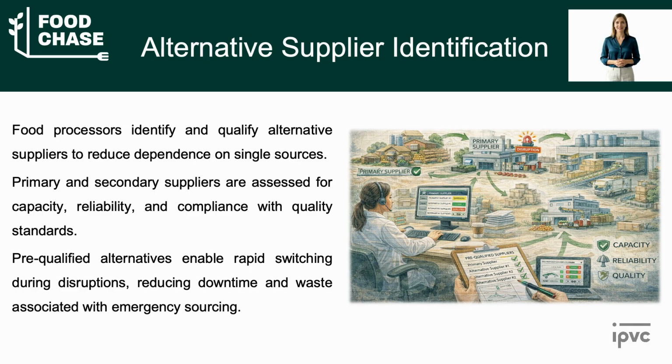To reduce dependence on single sources, food processors identify and qualify alternative suppliers. Primary and secondary suppliers are assessed for capacity, reliability, and compliance with quality standards. Having pre-qualified alternatives allows rapid switching during disruptions, minimizing downtime and waste.